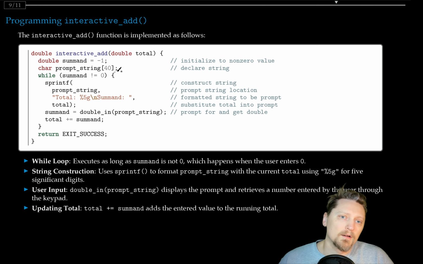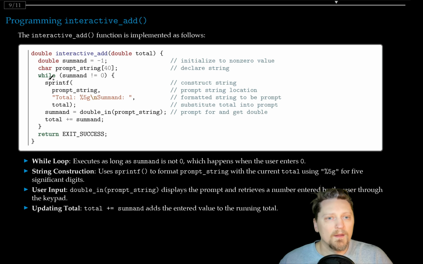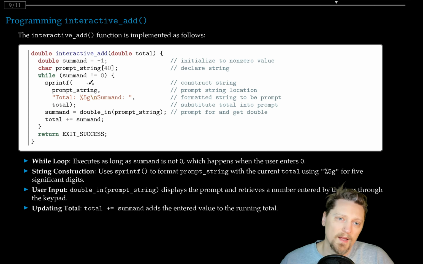We declare our prompt string. And then we enter our while loop, which, as I said, will continue to repeat this block of code until the summand is, in fact, equal to 0. So we sprintf format string, save it to prompt string with the current total.